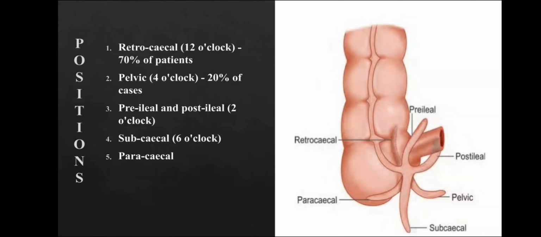Among that, the most common position is retrocecal. That is 65 to 75%. It is told that the appendix may be retrocecal. This is important. You can draw the diagram also, because it is asked alone. Position of appendix itself is asked separately in question papers.